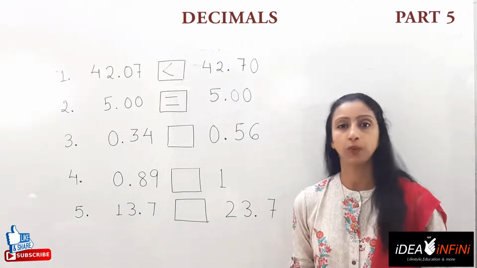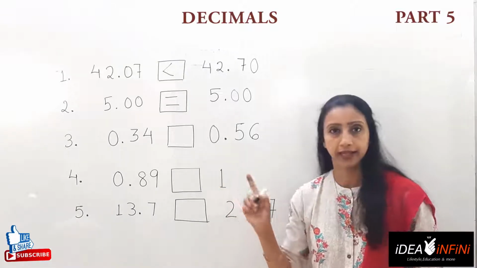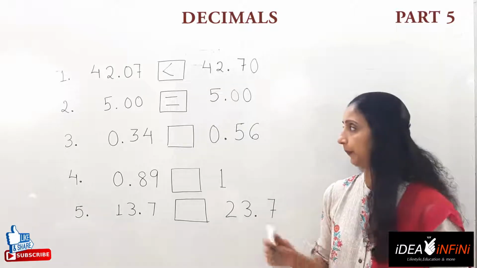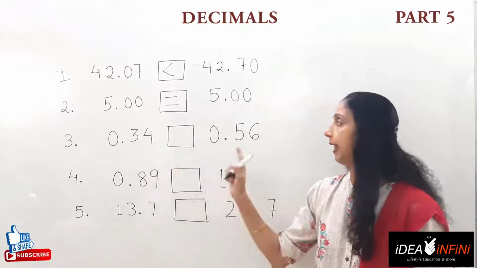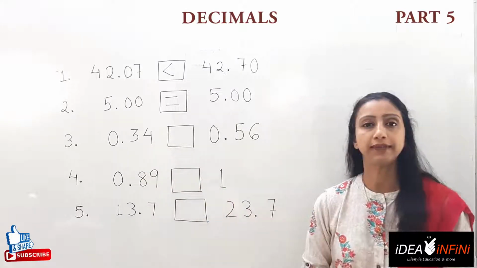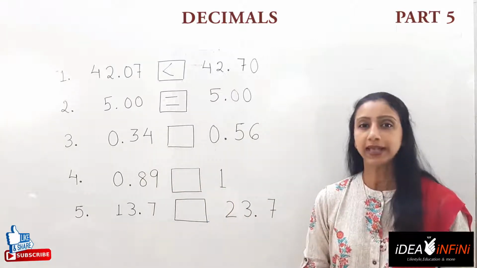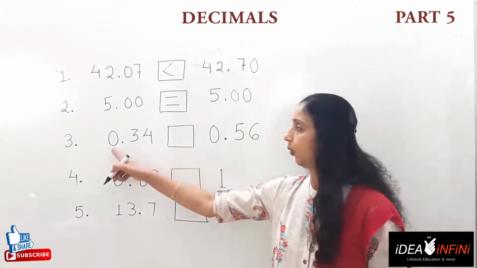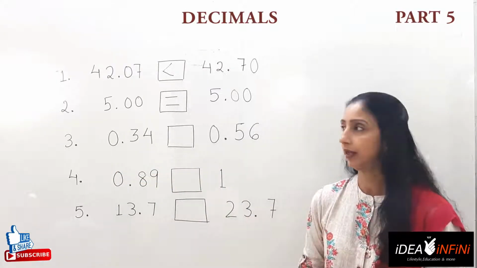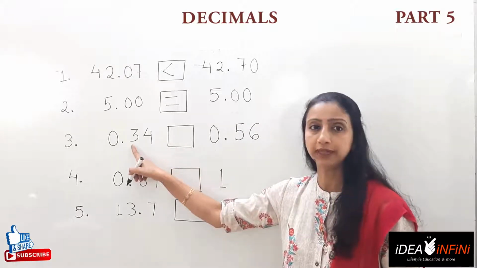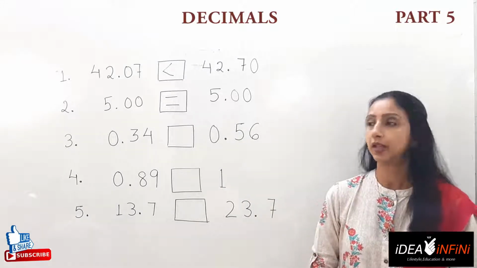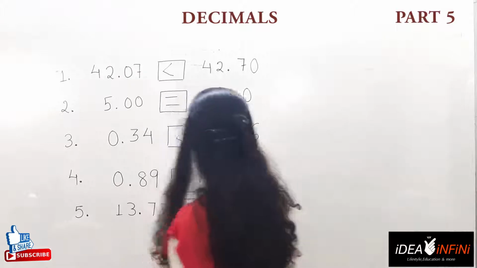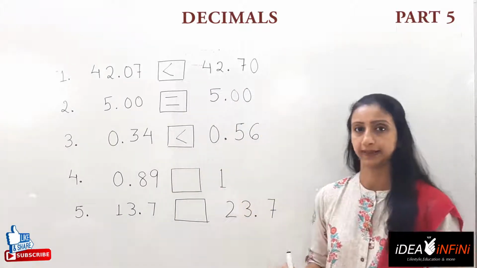Here if I come, 0.34 and 0.56. There is no need to say 0.34 with an extra zero. Now when I see here, there are two decimal places in 0.34 as well as 0.56. So 0.34 and 0.56 are like decimals. So we start the comparison directly. Here the whole numbers 0 and 0 are both equal. Then I see the first digit after the decimal point. It's 3 here and 5 here. Obviously 5 is greater. So I put a greater than sign for this number 0.56.